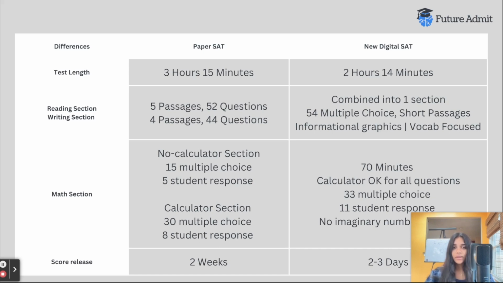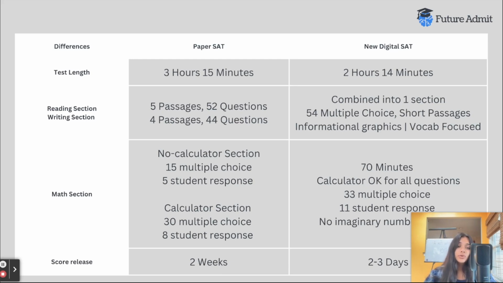and they've combined the reading and writing in that one section. Okay, now for the paper SAT math section, there used to be basically a no calculator section and a calculator section. The no calculator section would have 15 multiple choice questions with 5 student response, like open-ended type of questions. And then they also had a calculator section, which had 30 multiple choice and 8 open-ended or student response questions, as they like to call it.